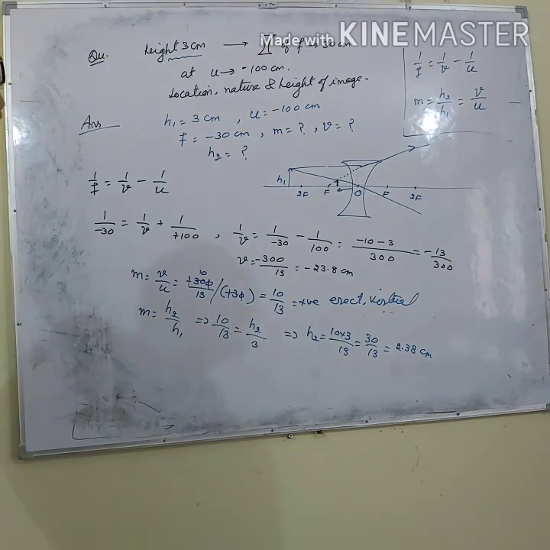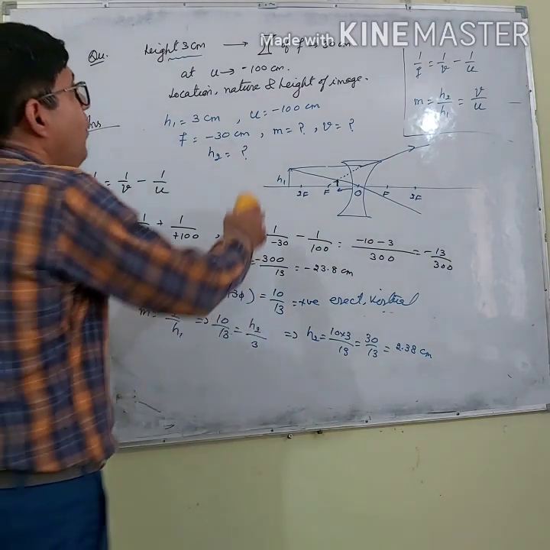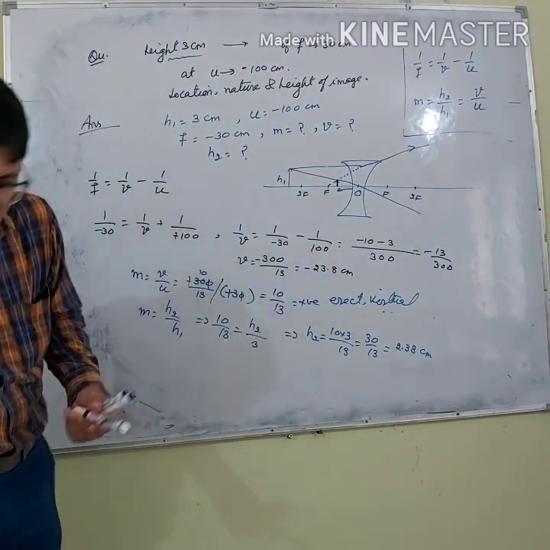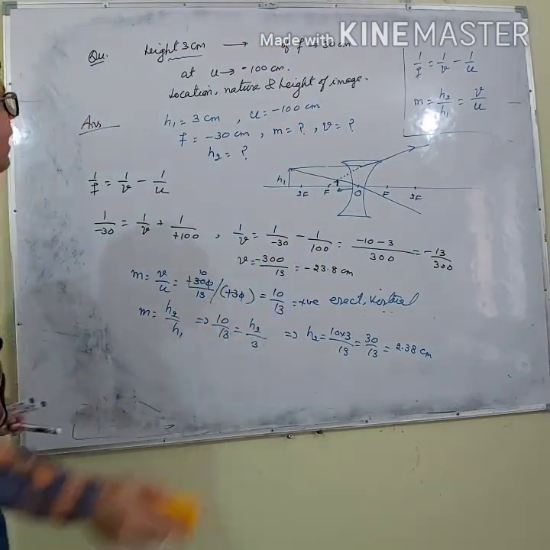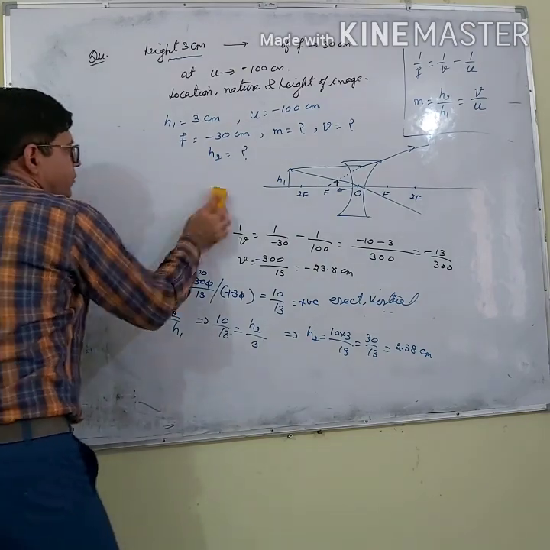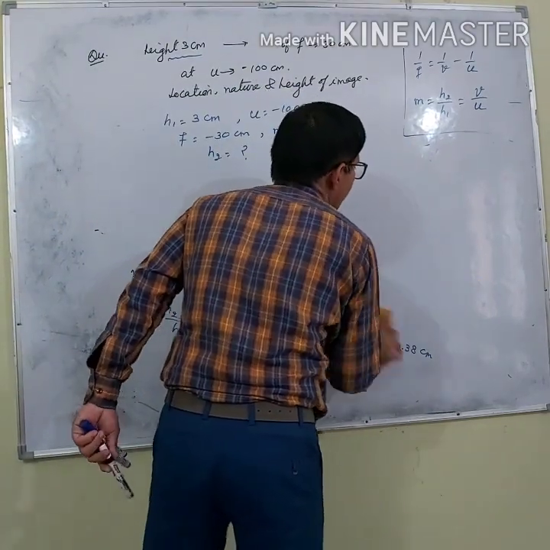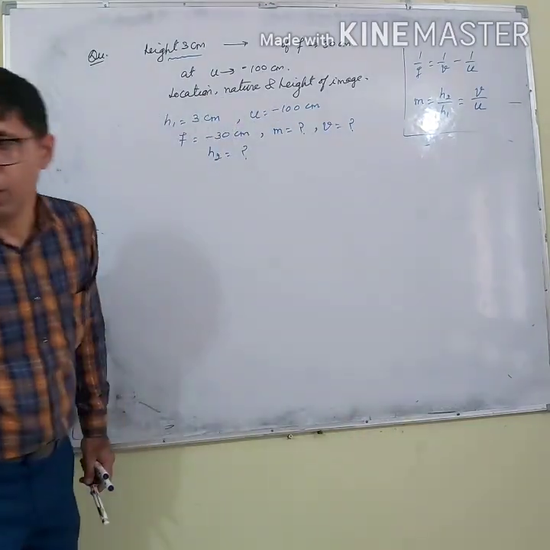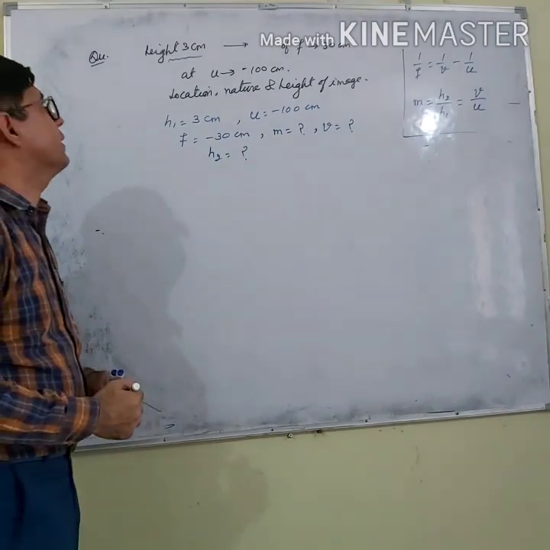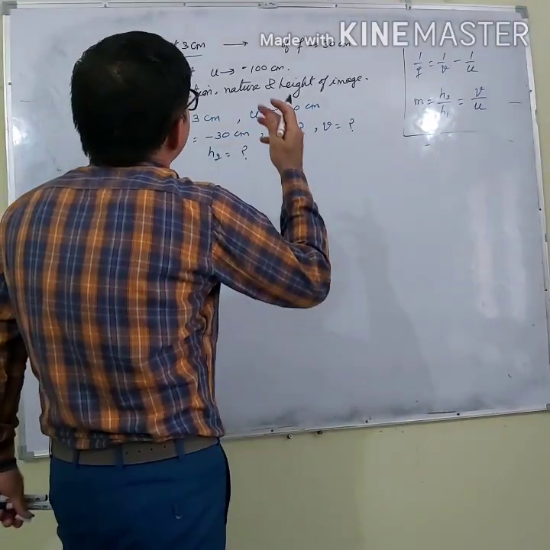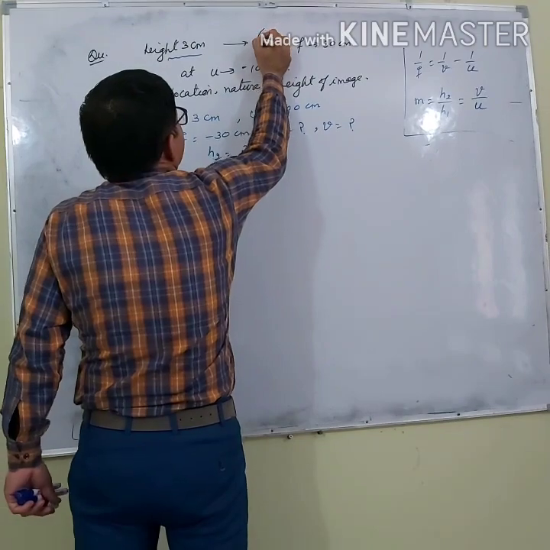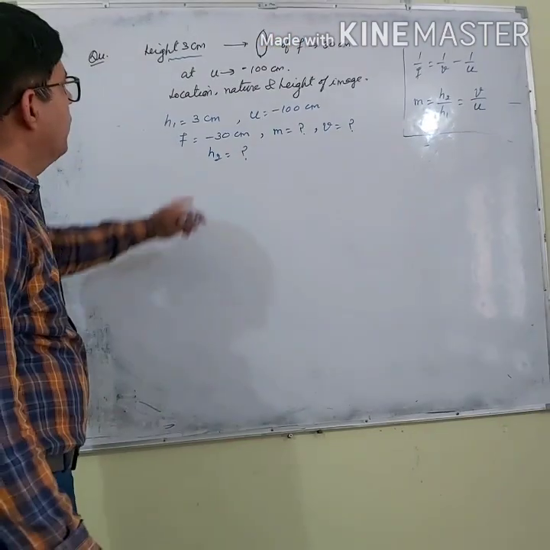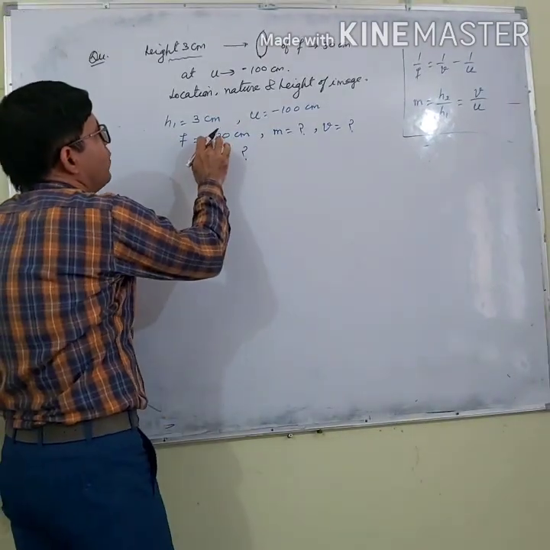Okay, let's do the same question, but for the convex lens. What happens if we have the convex lens? So let's check how the concepts differ from one another. Now, since it is the case of a convex lens, for a convex lens the focal length is always positive.